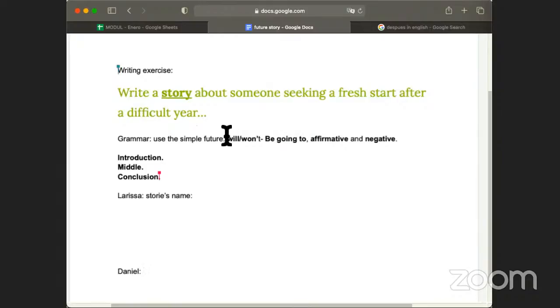You can use will, want, and be going to as many times as you want, and you have to have, guys, affirmative and negative. You don't have to have questions, but you can put them if you want to. Just affirmative and negative of will and be going to, which is the simple future. All right. Okay, great.